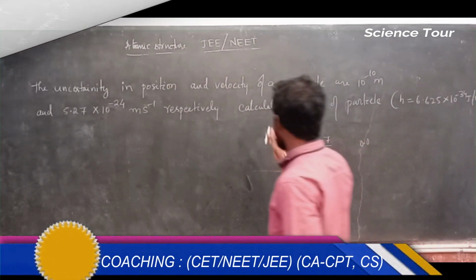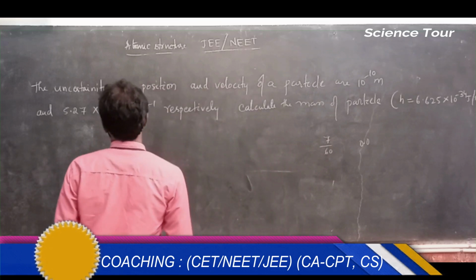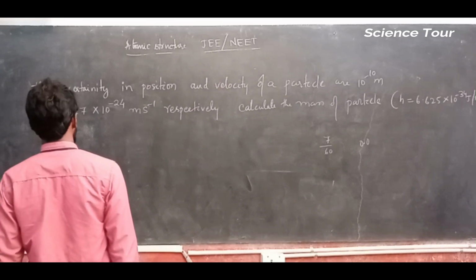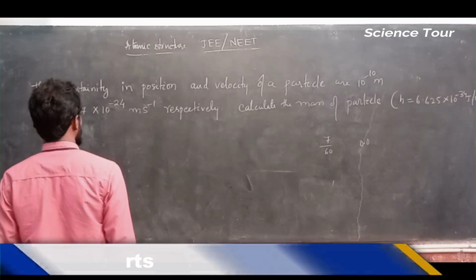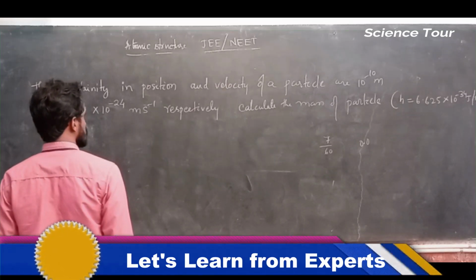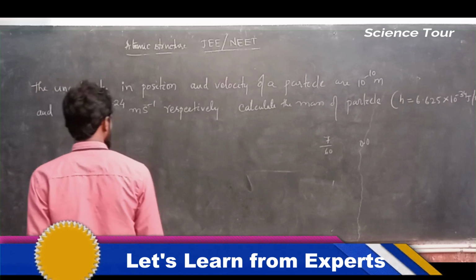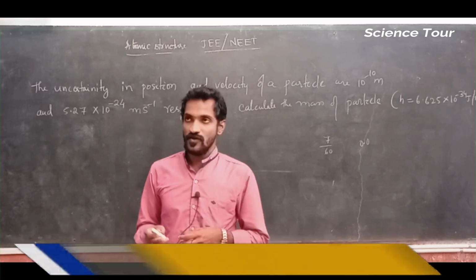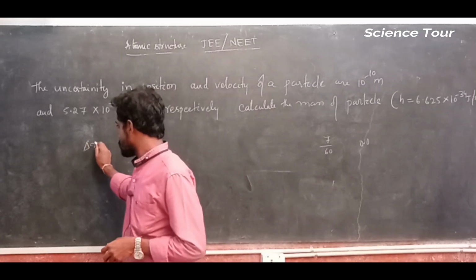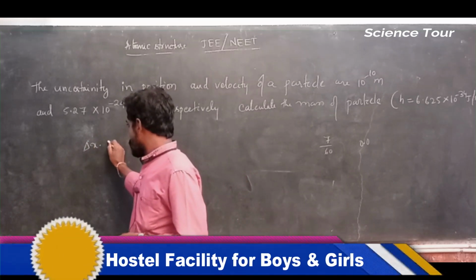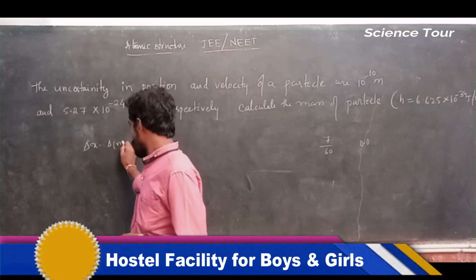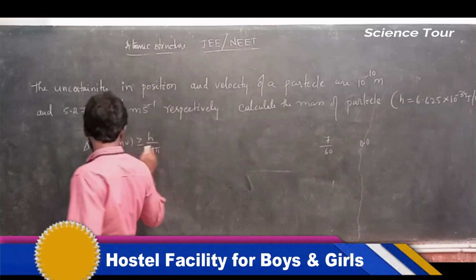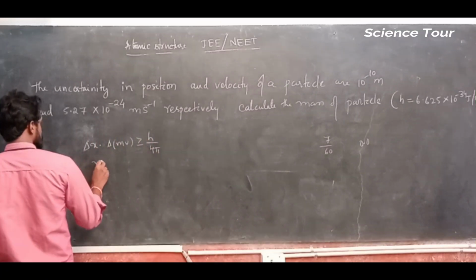Okay, a problem for you actually. The uncertainty in position and velocity of a particle are 10 to the power minus 10 meter and 5.27 into 10 to the power minus 24 meter second inverse respectively. Calculate the mass of the particle. H is given, you have to calculate the mass of the particle. Which formula should I use? Delta x into delta mv greater than or equal to h by 4 pi. So you have to calculate mass m.